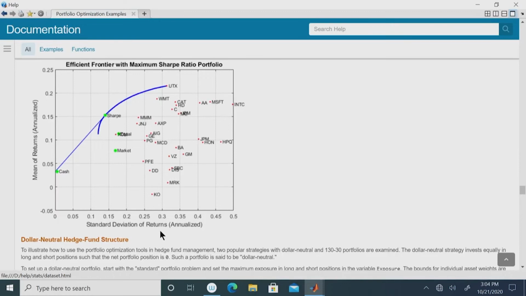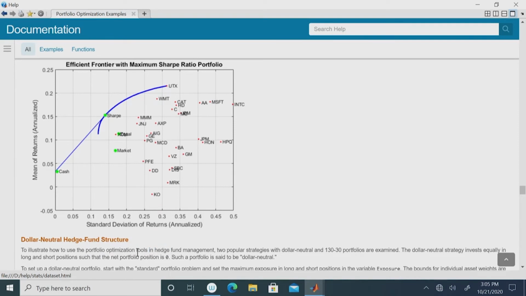I will explain this in a narrative fashion because this is something that we have not done in the lecture, but nevertheless it gives you an interesting insight into more sophisticated approaches of financial investment, and these are what is known as a dollar neutral hedge fund structure, and the second one is what we call the 130-30 fund structure. So, here these commands that will be done make use of the portfolio optimization tools in hedge fund management.